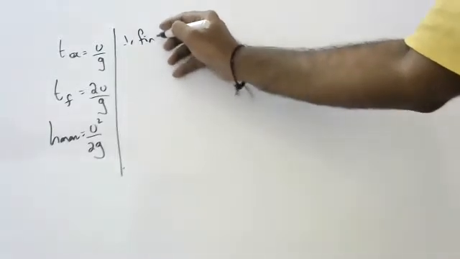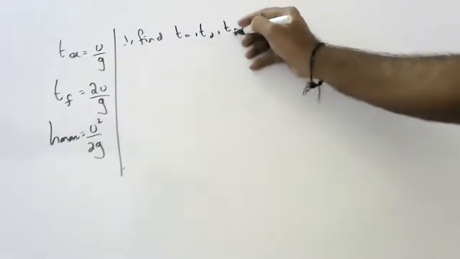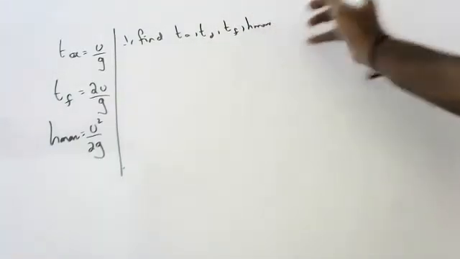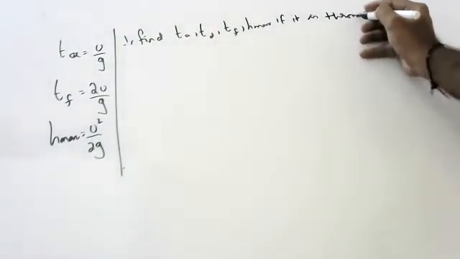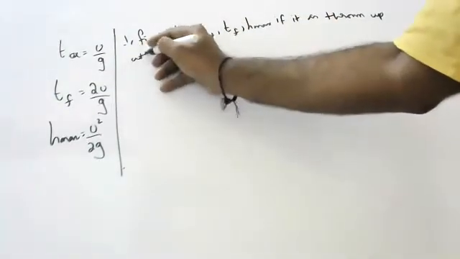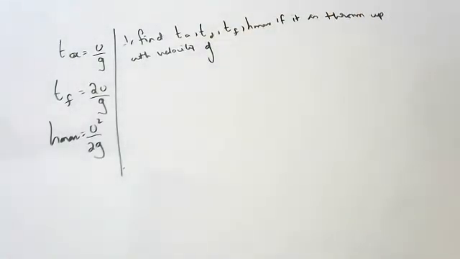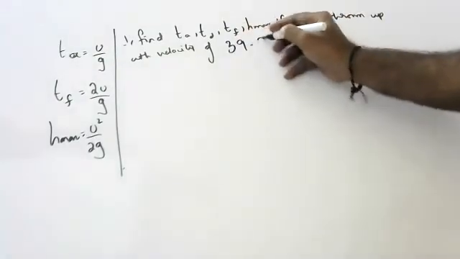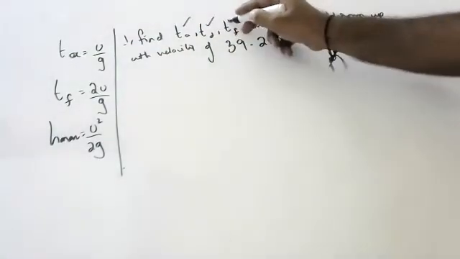One question based on this, first question. Find time of ascent, time of descent, time of flight, and maximum height attained by the body if it is thrown up with a velocity of 39.2 meters per second. So these are the questions. Four questions: time of ascent, time of descent, time of flight, maximum height.